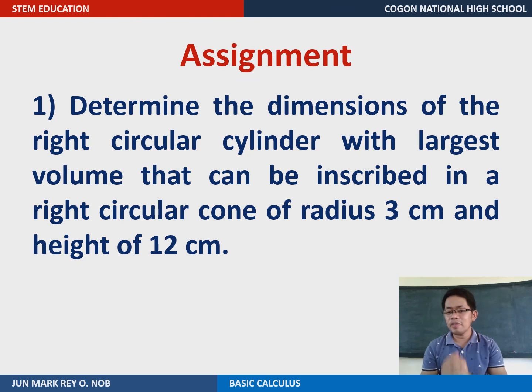Alright, as of this time, it's about time to check your understanding of our discussions for today. So I actually prepared an assignment for you to work on. There are 3 problems. For problem number 1, determine the dimensions of the right circular cylinder with the largest volume that can be inscribed in a right circular cone of radius 3 centimeters and height of 12 centimeters.